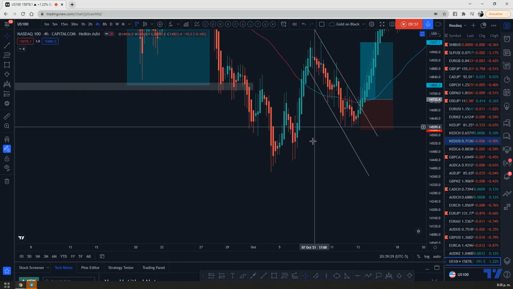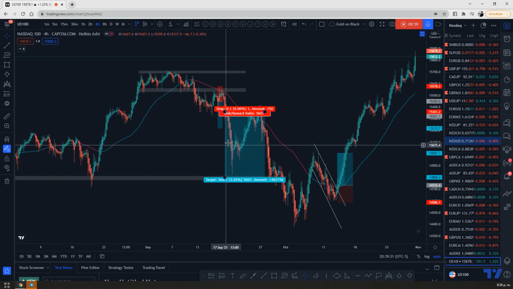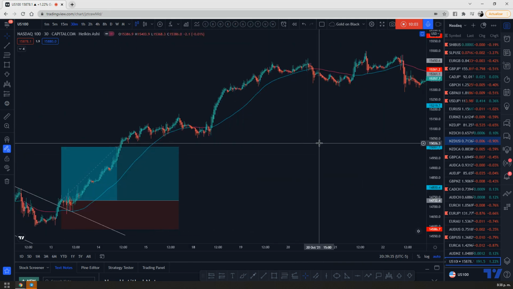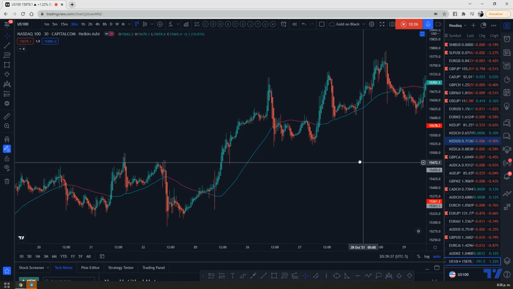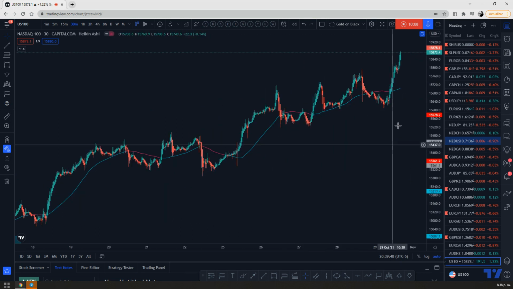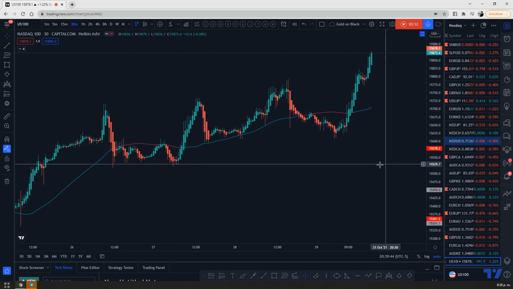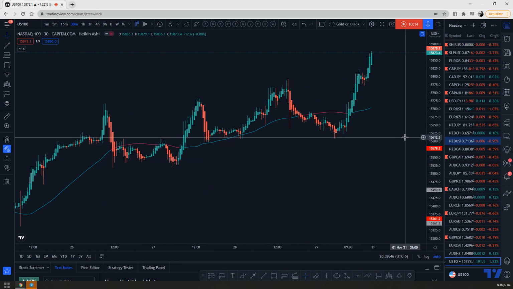Okay? Either on a flag like that or on a support or resistance. Let's try to go 30 minutes. I'm going to switch between time frames. Let's see if we can spot some nice formations. Let's see here. There is a nice zone. Yeah, let's see here.